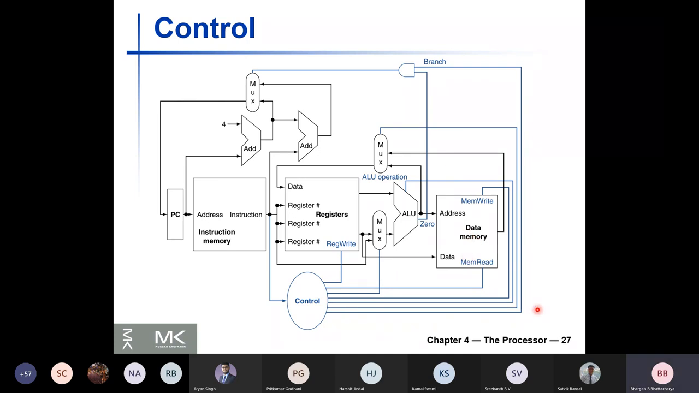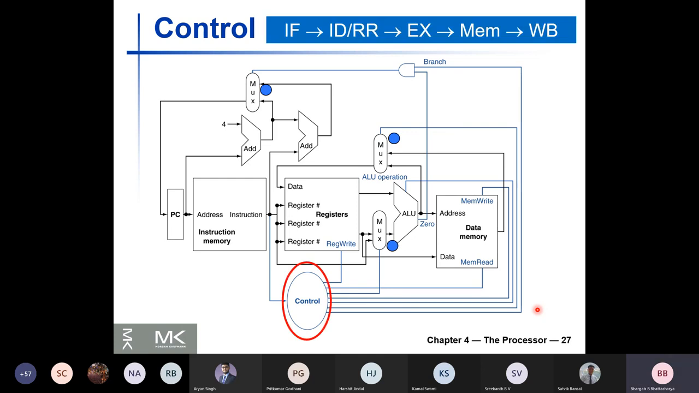Well, let us not worry about these data paths right now. This is just an overview of the whole thing, and we'll keep on developing this step by step. Our ultimate objective is to implement all these 5 stages: instruction fetch, decode and register read, execute, memory, and write back.